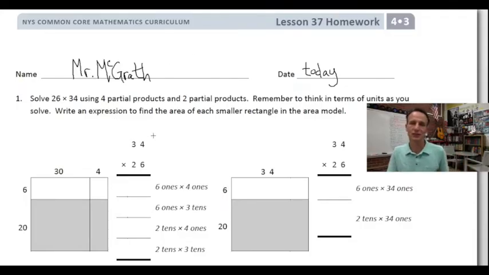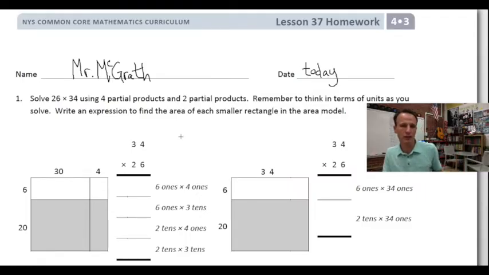There'll be some review throughout the year, but these are important lessons is what I'm saying, that you cannot miss. These are not ones to fold away. So let's take a look. We are to solve 26 times 34 using 4 partial products, that's right here, and 2 partial products, that's over here. Remember to think in terms of units. By units, they're saying ones, tens, hundreds, and such as you solve. So if there's a 3 in the tens place, its value is 30. Don't just treat it like a 3 because it's not a 3. Its value is 30.